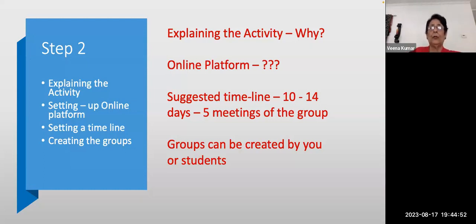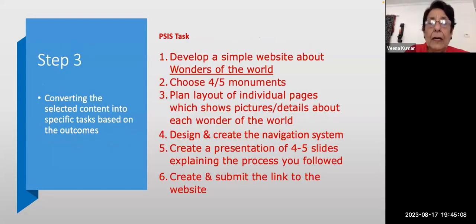Okay, so the groups can be created by you or by students, but I think the first activity, if you're doing the new one, we'll take all the questions. Let me just finish the steps, please, because I want to make sure that the assignment is done well. So now the task here that we chose was: make a website about wonders of the world. Choose 4 or 5 monuments, plan the layout of the individual pages, show pictures, etc. Design, create a navigation system, create 4 or 5 slides, and submit the link to the students. So this is the task.